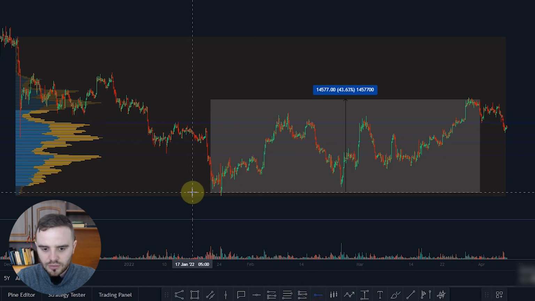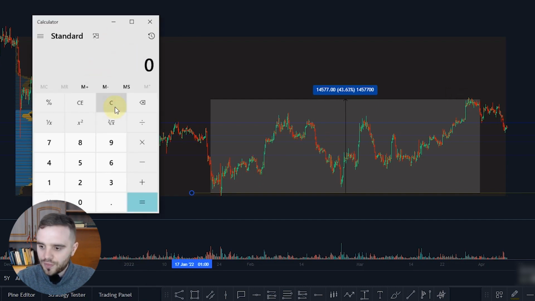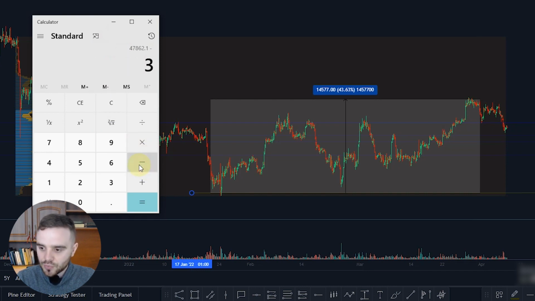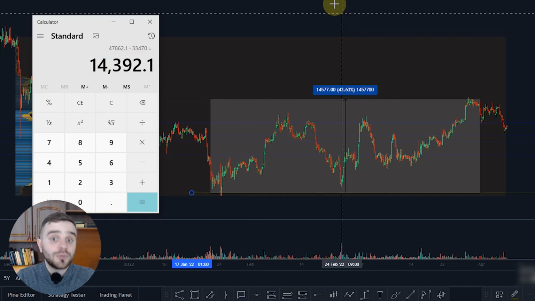The price of Bitcoin then was 33,470, and Bitcoin after that rose by 43%, and you decide to sell your Bitcoin. It's really simple. You multiply 33,470 by 1.43, and that is about 47,000, where you sell your Bitcoin. After that you subtract the amount of money that you invested, and here's your profit, the difference between the buy price and the sell price. That's how traders make money.